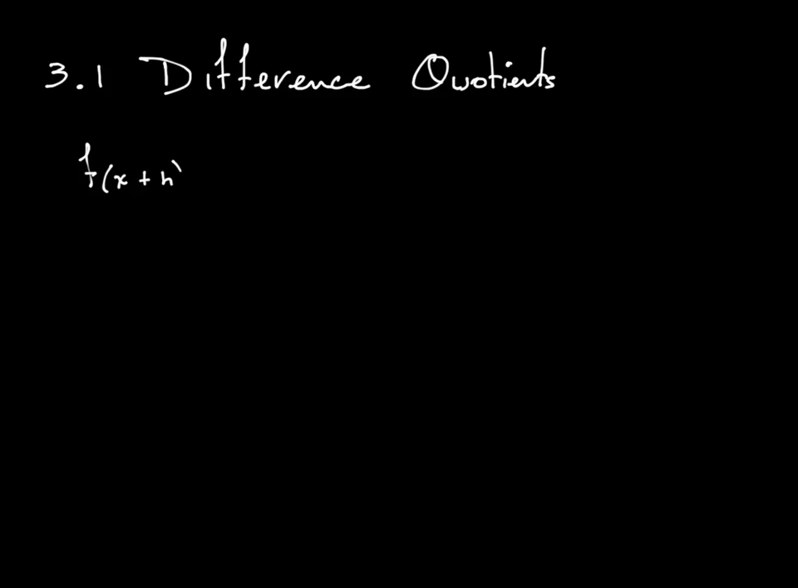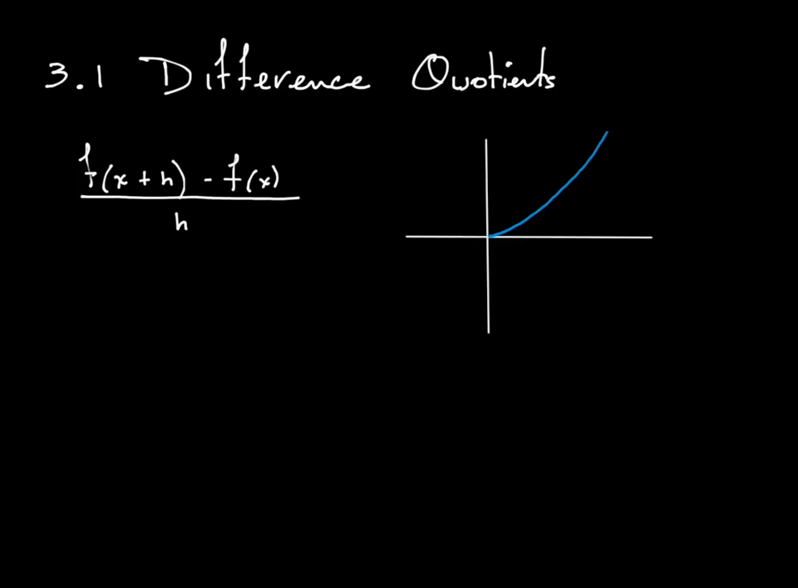The formula for a difference quotient is we take a function, f of x, and we evaluate it at f of x plus h. We subtract f of x, and we divide by h. And here's where that formula comes from.